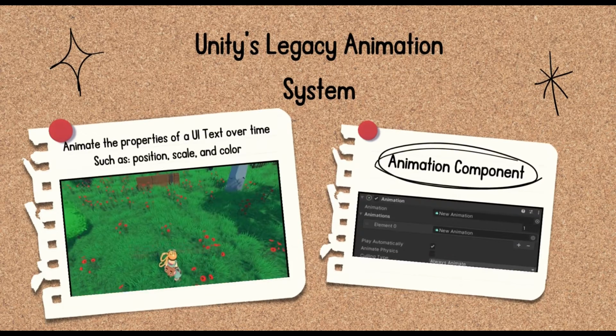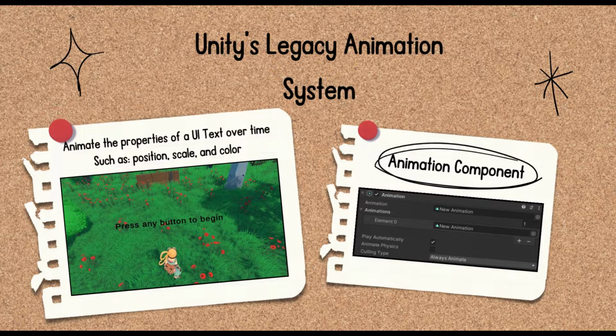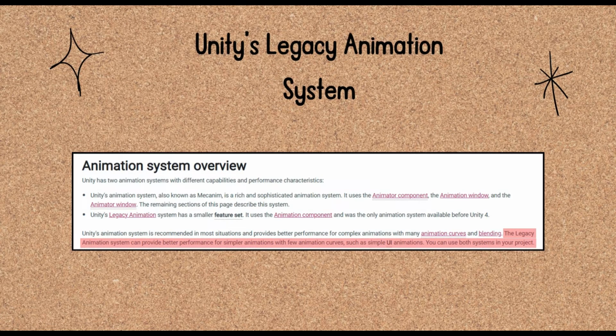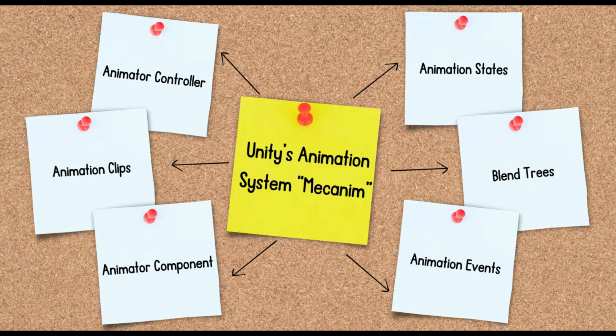By the way, Unity has another animation system, which is the legacy animation system. It uses the animation component. According to Unity's documentation, the legacy animation system can provide better performance for simpler animations with few animation curves, such as simple UI animations. Now let's explore the key components provided by the Mechanim animation system. I will also demonstrate other useful animation features as we progress through this small series.